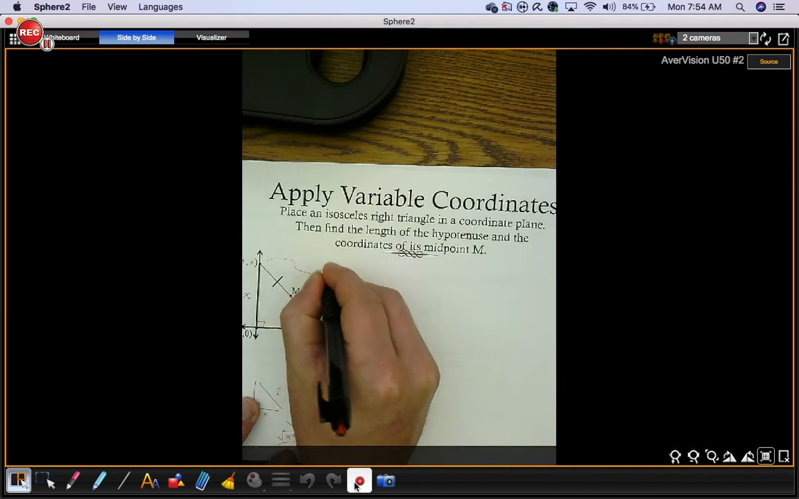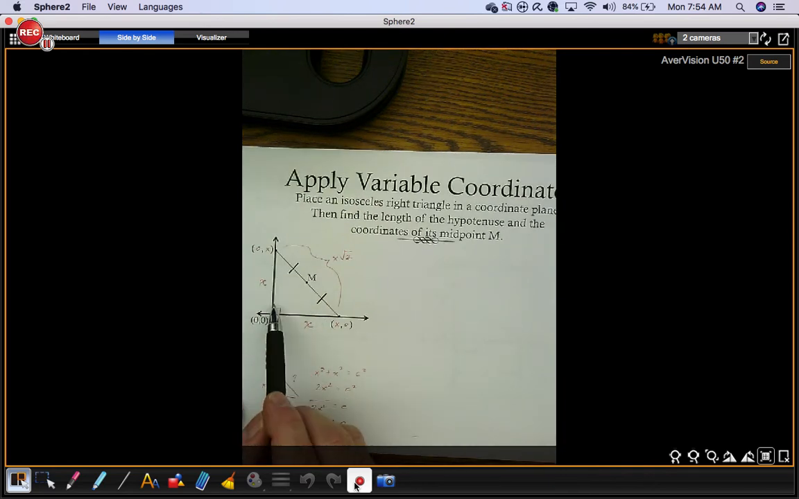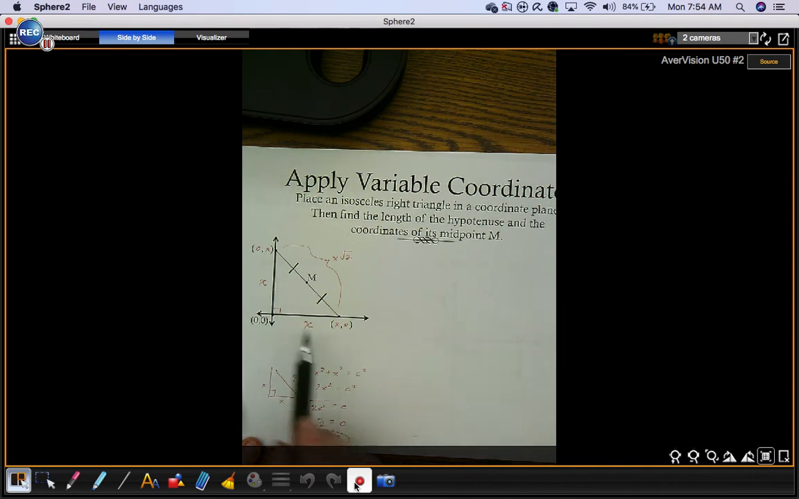So anytime you have an isosceles right triangle, if you know the legs, then you should know the hypotenuse is just going to be that same leg, whatever it is, x times the square root of 2. For example, if this was 5, this would be 5. And this would be 5 times the square root of 2.